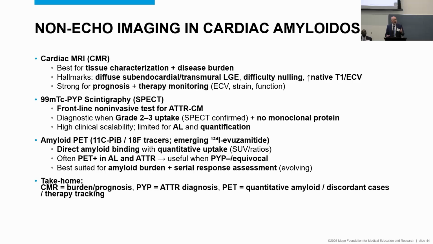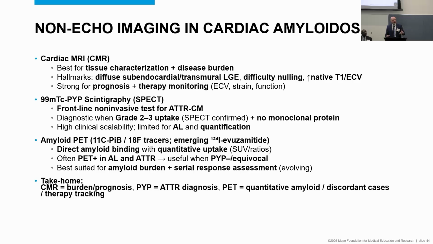And again, the idea was that cardiac MRI allows us to do tissue characterization and disease burden. Think about diffuse subendocardial uptake or transmural LGE. You have difficulty nulling, and you have increased native T1 and increased extracellular volume. It's strong for both prognosis and therapy.